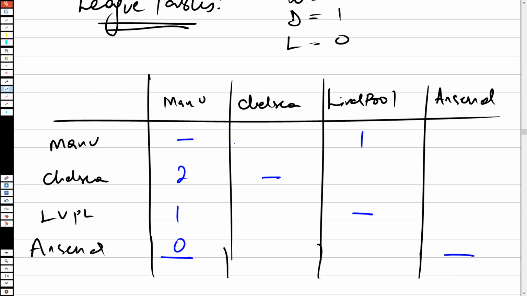Similarly, when we talk about Chelsea, it lost against Manchester United. It had a draw with Liverpool. It had a draw with Arsenal. So Arsenal had a draw with Chelsea. Liverpool had a draw with Chelsea. Now Liverpool, when it played Arsenal, lost. So Arsenal won against Liverpool.